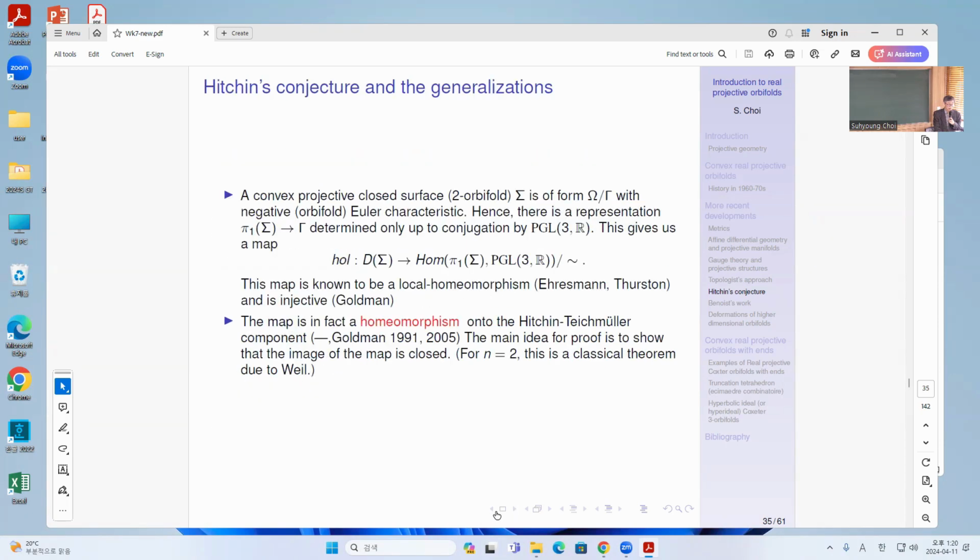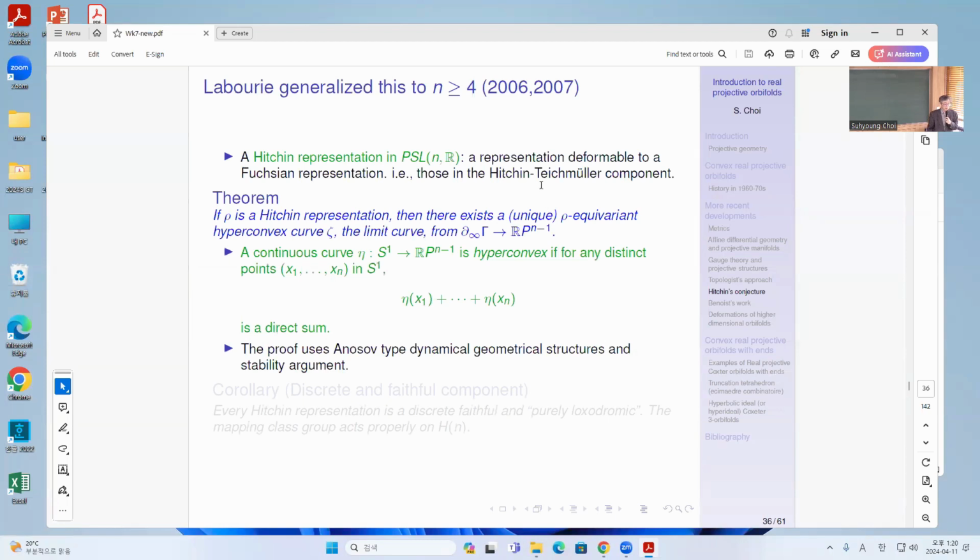So now we can generalize this to dimension n bigger than or equal to 4. What Hitchin did was define a Hitchin representation as a representation which can be deformed to a Fuchsian representation, so those in the Hitchin-Teichmüller component. I said Hitchin-Teichmüller, but it's really the Hitchin component. I'm just saying Teichmüller as added information.